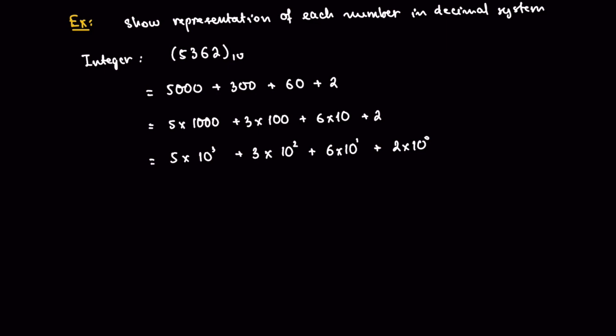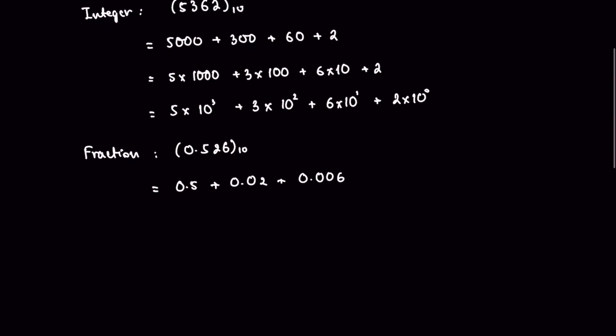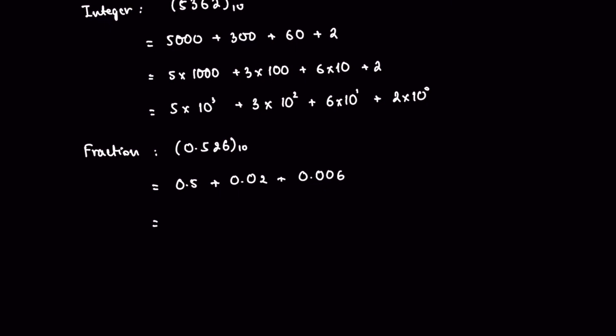What about fractions? Let's consider the following example, 0.526, and this is still in base 10. This can be written as 0.5 plus 0.02 plus 0.006. Again, when you add all of these numbers together, you get back 0.526. And this number can be represented in terms of base 10 as follows.